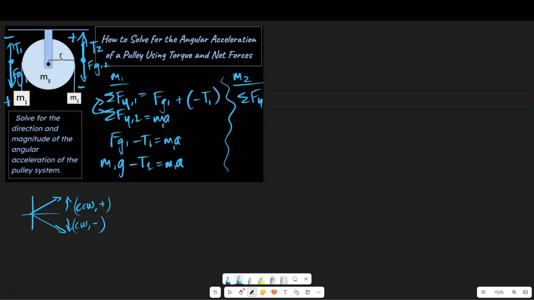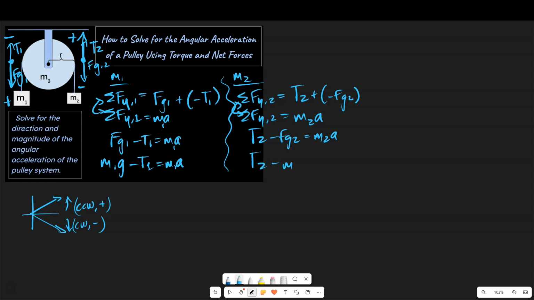So you would say the sum of the forces in the y for 2, and if we take a look at 2, we've got tension 2, and we've got plus and negative Fg2. I say plus and negative because we're talking about summing up the forces in that axis. So the sum of the forces in the y for 2 is equal to mass 2 times acceleration. That's Newton's second law. We can set these equal and say tension 2 minus Fg2 is equal to M2a. Alright, fair enough. Let's break this down a little bit further: tension 2 minus M2g is equal to M2a.